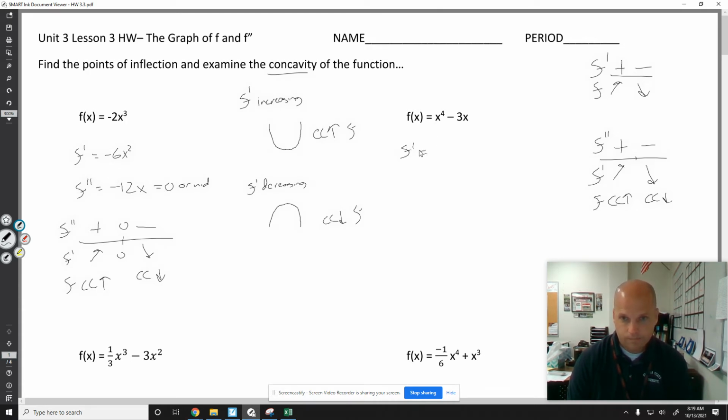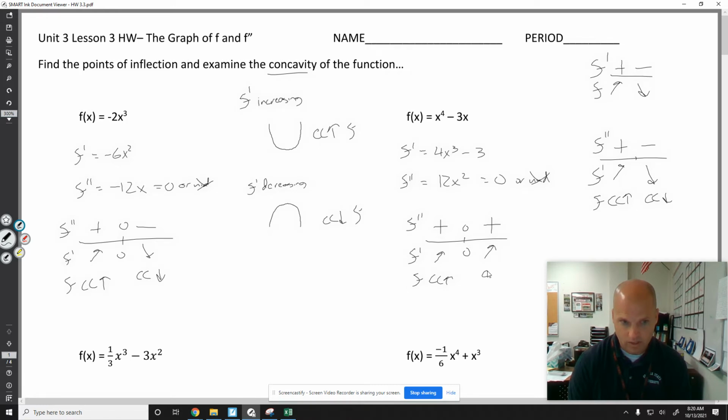Let's see this one. 4x cubed minus 3. Blow past that. Becomes very similar. 12x squared. Set that equal to 0, or see when it's undefined. I don't have to worry about the undefined. There's no denominator. I just get x equals 0. Signs don't change, though, because if I plug in a positive squared, it's positive. Plug in a negative squared, that's positive. So that means f prime is increasing, flattening out, increasing, which means f is concave up.